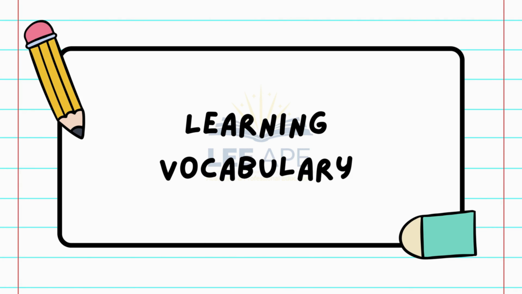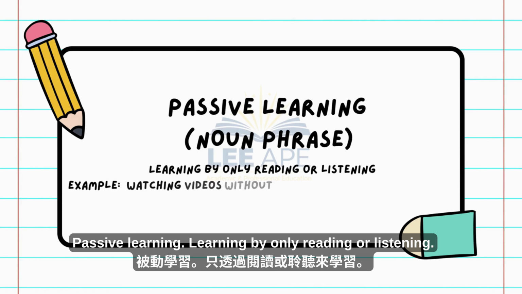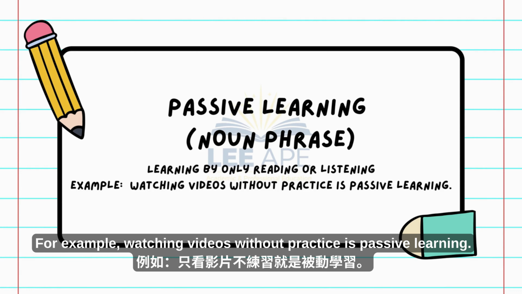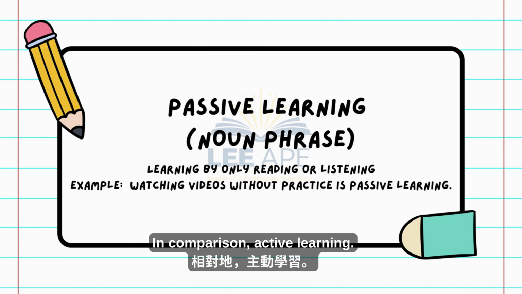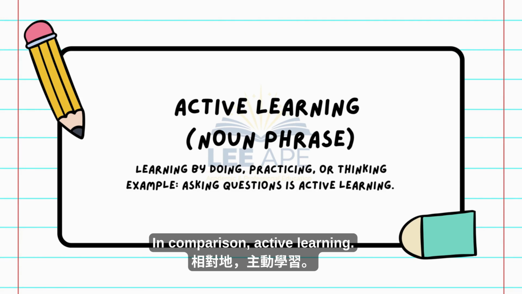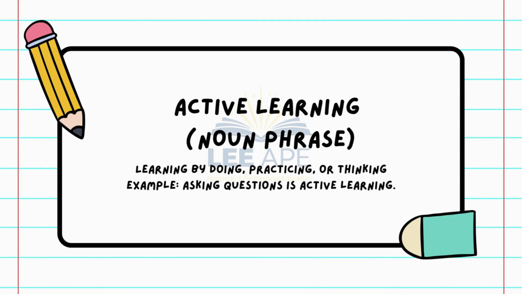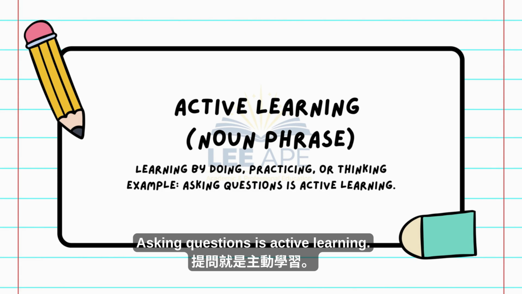Learning vocabulary. Passive learning. Learning by only reading or listening. For example, watching videos without practice is passive learning. In comparison, active learning. Active learning means learning by practicing and thinking. Asking questions is active learning.